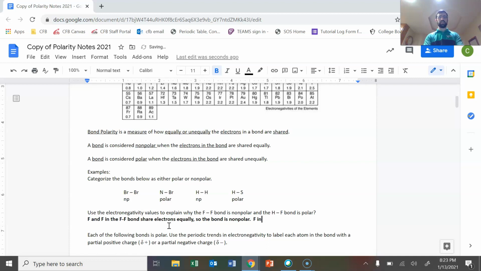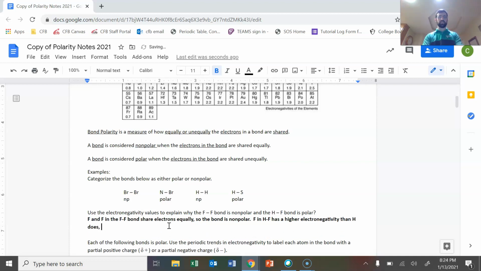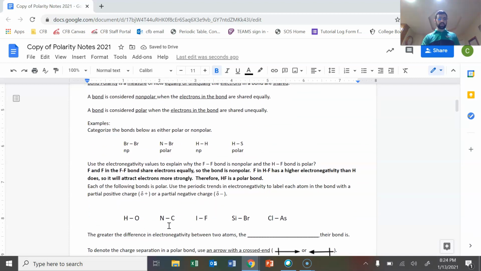F in HF has a higher electronegativity than H does, so it will attract electrons more strongly. Therefore, HF is a polar bond. It's one way of explaining it. All right, go on to the next part.